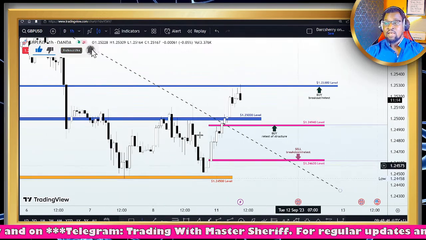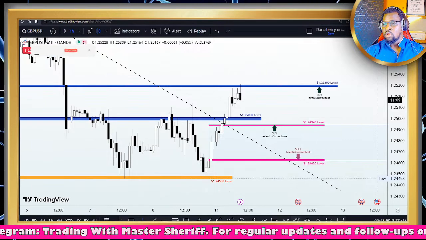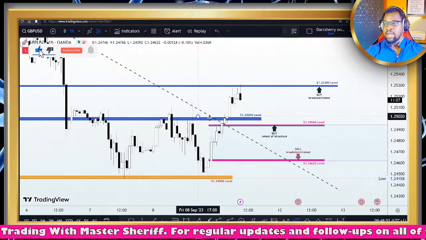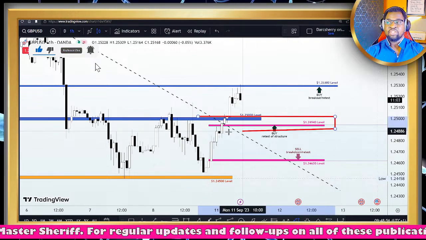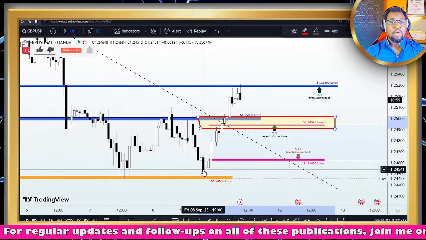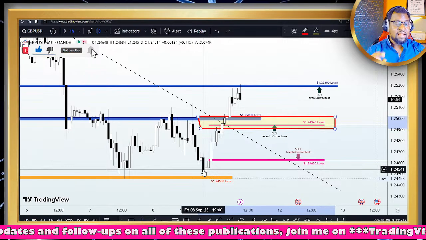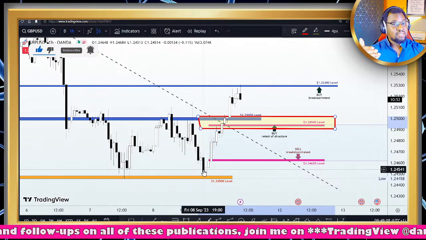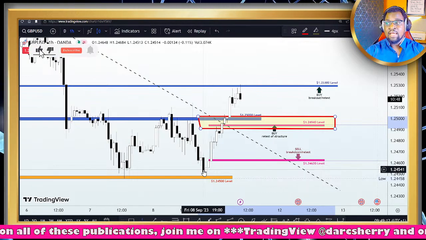We have a simple structure that we are going to be using right now. Most importantly, we have the zone right here between the 1.2500 area and the 1.24940 level, where we shall be looking out for a buying opportunity if price action comes into that area. Now, there are chances that price will break down that level. It's very possible. Let's keep that in mind.